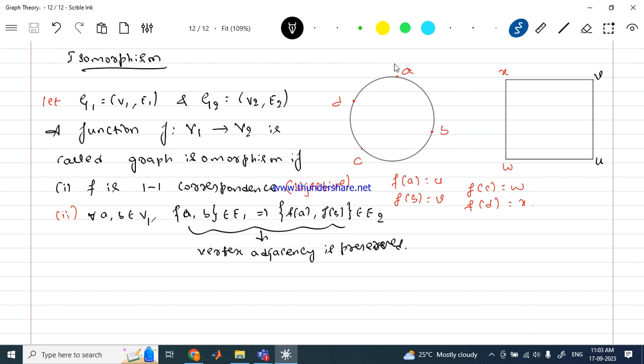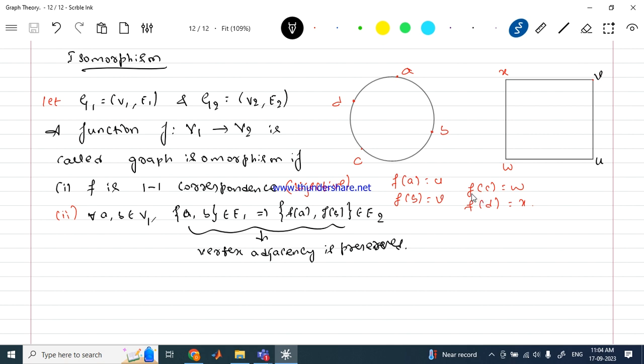You can note that A and C are non-adjacent vertices, so there is no edge between these two vertices. But look at these two. U and W are adjacent vertices. A and C are non-adjacent, but their images U and W are adjacent vertices. So this cannot be. Though there is a one-to-one mapping between these vertices and these vertices, and the mapping I got is fine, the information these two graphs are carrying is different, because of the wrong mapping I did here.